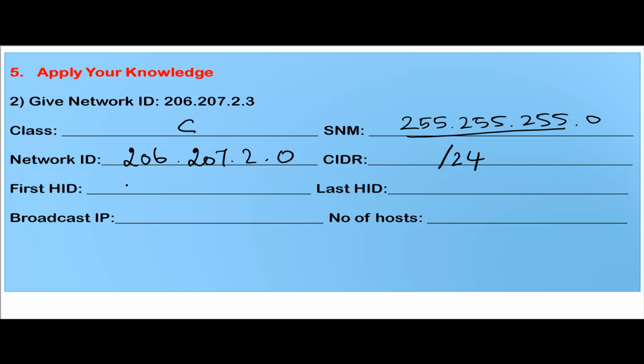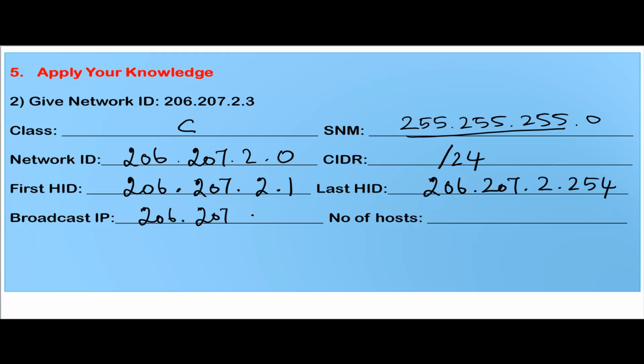Then the first host ID: 206.207.2.1. This is going to be the first host. The last host ID is 206.207.2.254. This is going to be the last host. Then the broadcast IP address: 206.207.2.255. This is going to be your broadcast IP address.